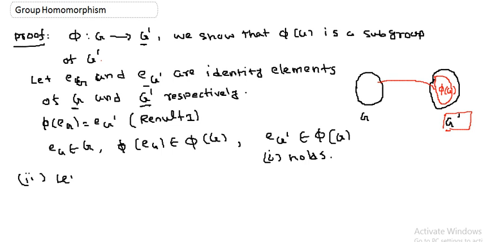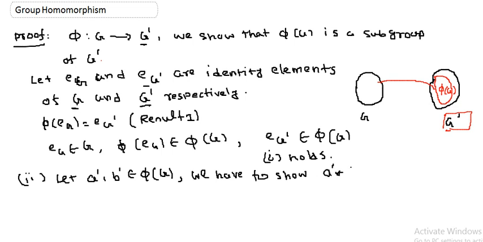For that, what we have to take? We have to take two elements. So let A dash, B dash be two elements belonging to the set phi of G. What we have to show? We have to show that A dash star is a composition on the group G dash. So A dash star B dash belongs to phi of G.